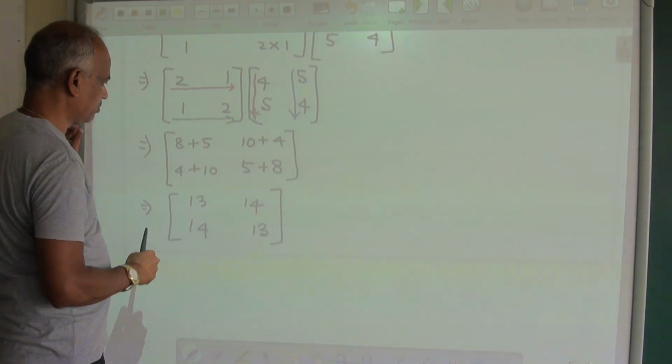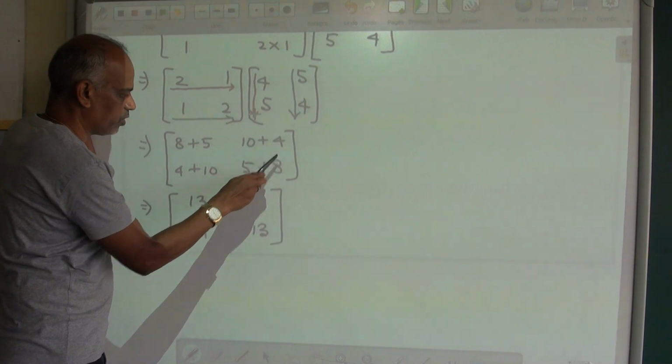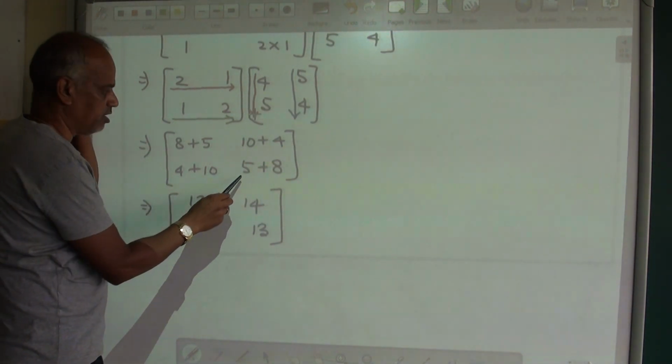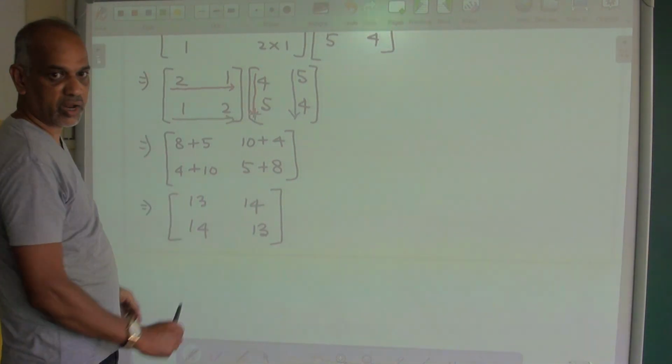Simplify this. Now add them. So you get 8 plus 5, which is 13, 10 plus 4, which is 14, and 4 plus 10, which is 14, and 5 plus 8, which is 13. So this is your result.